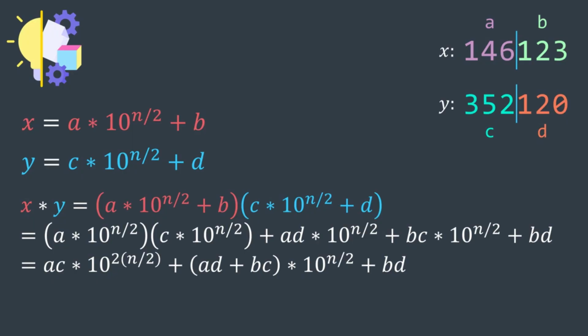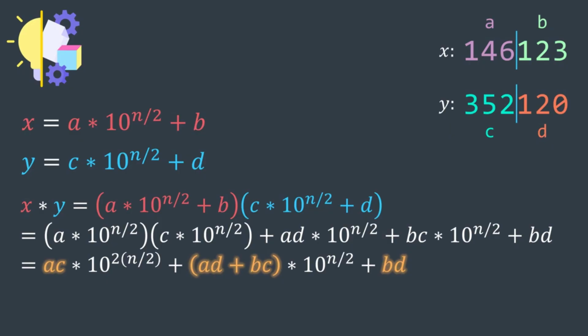This expression means that if we want to calculate the product of two numbers x and y, we can split them into two parts, a and b, and c and d respectively, and we evaluate this expression. Okay, but to do so, we need the values of ac, bd, and ad plus bc. To get them, guess what? Recursively call the function again. Remember that it is a divide and conquer algorithm. We divide the multiplication xy into smaller multiplications that we're going to join later.